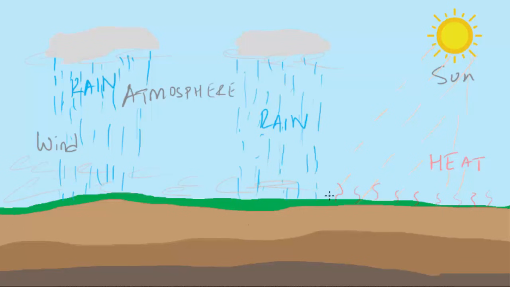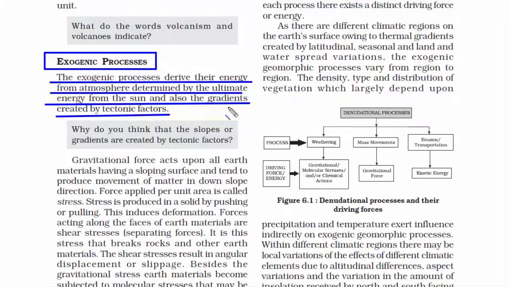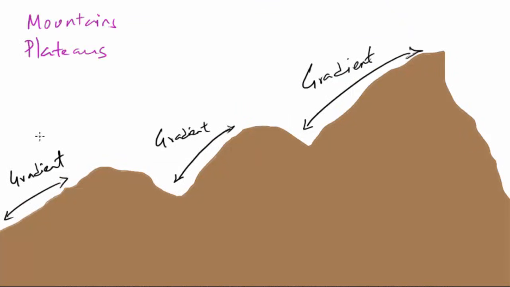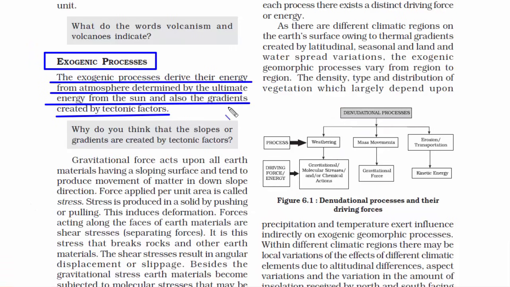Apart from sun and atmosphere, there is one more element involved in the creation of exogenic processes, and that is the gradients created by tectonic factors. By gradients we mean an inclined land portion. Mountains, plateau, valleys, these are gradients. They have slope, ups and downs. So these are gradients, and we also know how these landforms are created.